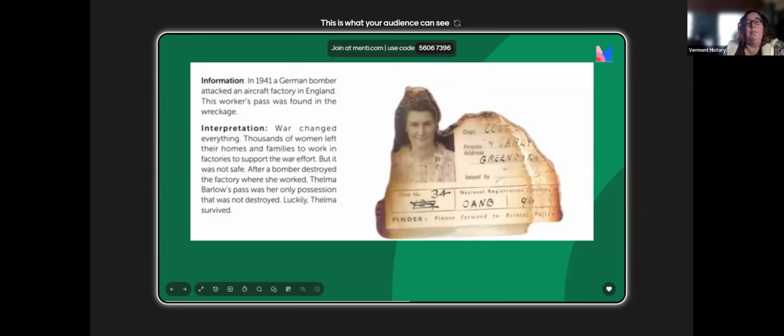But is that something that both helps to relay a message and brings our visitor or audience into what you're trying to show by presenting this artifact? Because a lot of our artifacts have a lot of meaning, a lot of deep meaning, especially. So the interpretive label for this states, "War changed everything. Thousands of women left their homes and families to work in factories to support the war effort, but it was not safe. After a bomber destroyed the factory where she worked, Thelma Barlow's pass was her only possession that was not destroyed. Luckily, Thelma survived."